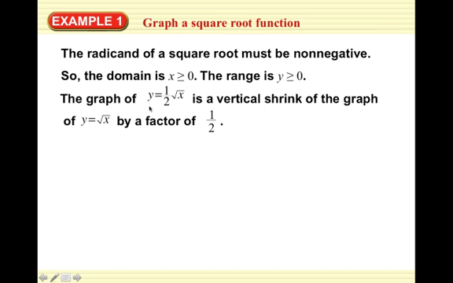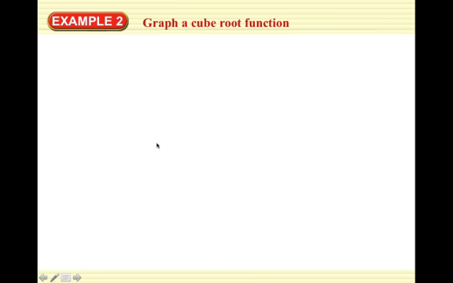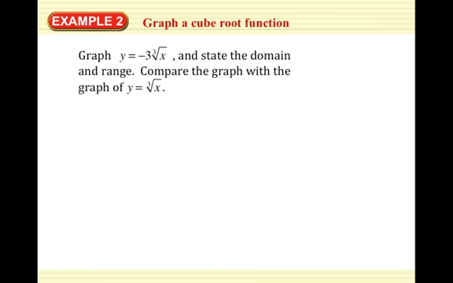Do you remember what happens if you have something like this and you have a negative coefficient? That's right, it flips the function. So you have a flip or reflection across the x-axis. Let's see one like that. We're going to graph y equals negative 3 cube root of x and state the domain and range, and then we're going to compare the graph with the graph of y equals cube root of x.